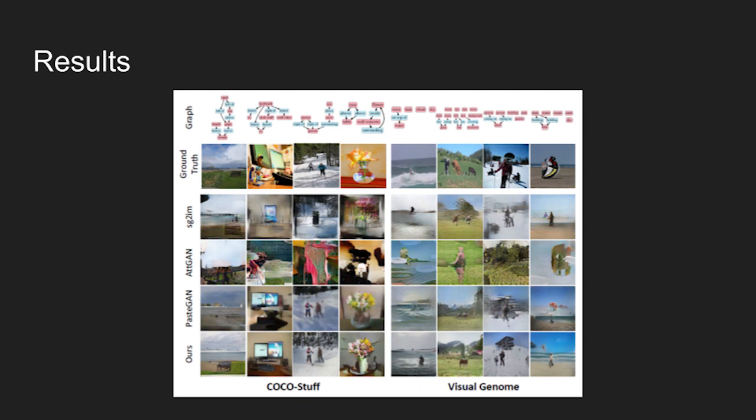Lastly, the figure shows qualitative results of the model. The top row shows the input scene graph to the model, and the second row shows the ground truth image. Looking at the last row, we can see that the RetrieveGAN model generates images of better quality, even with scenes with complex relationships.